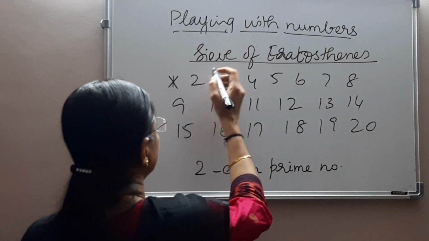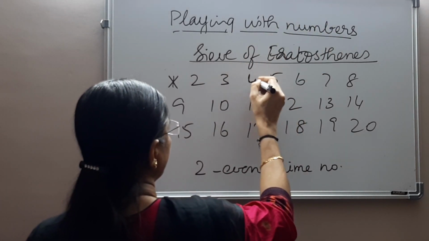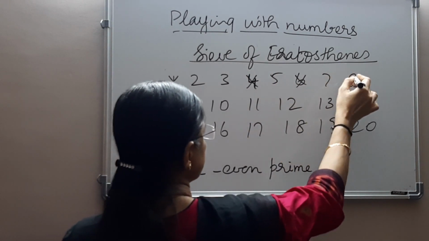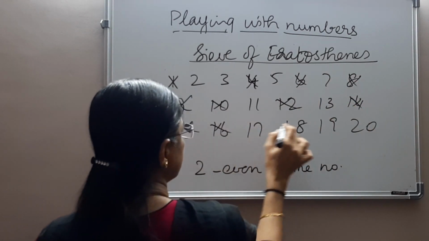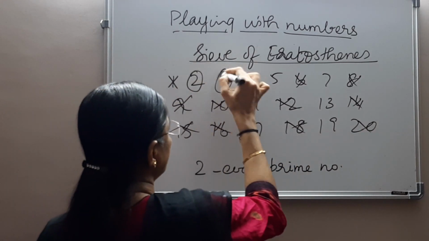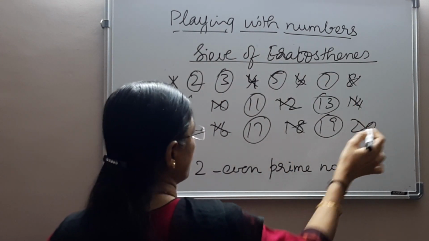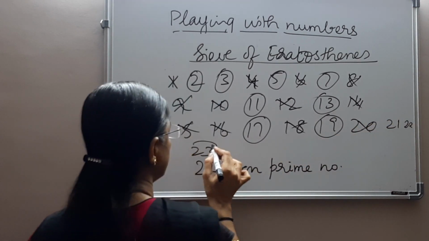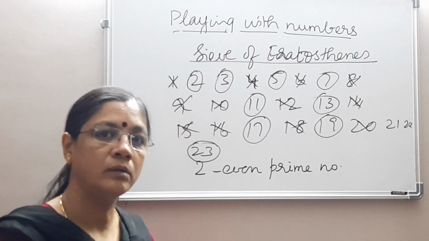Okay, so now if I take 4, 4 has many factors other than itself and 1, likewise 6, likewise 8, 9, 10, 12, 14, 15, 16, 18, 20 and so on. So the left out numbers, 2, 3, 5, 7, 11, 13, 17, 19 and so on. After 21, 22, you get 23, 23 is a prime number, isn't it? 29, then 31, they are all prime numbers.